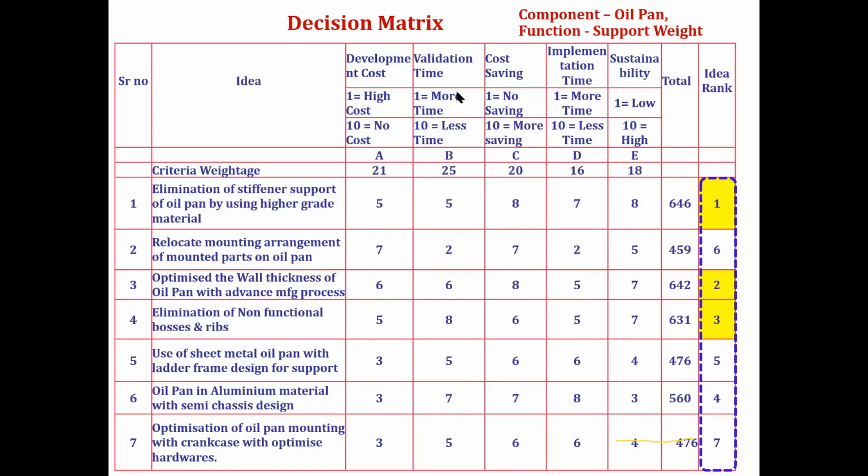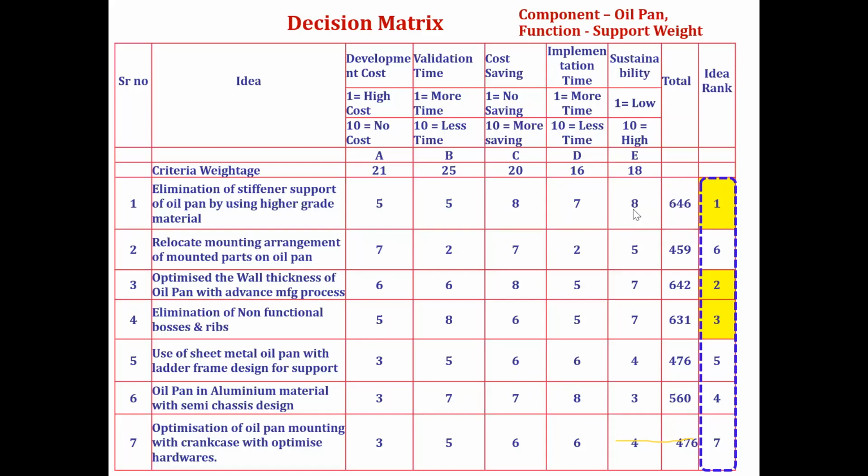Similarly, for the validation time, they give the rating individually. Similarly, for cost saving, they give the rating individually. For implementation time, they give the individual rating. And for sustainability, they give the individual rating. Now, what you need to do is add all the things. So here, you have to multiply: 21 into 5 plus 25 into 5 plus 20 into 8 plus 16 into 7 plus 18 into 8. Overall, you get 646.